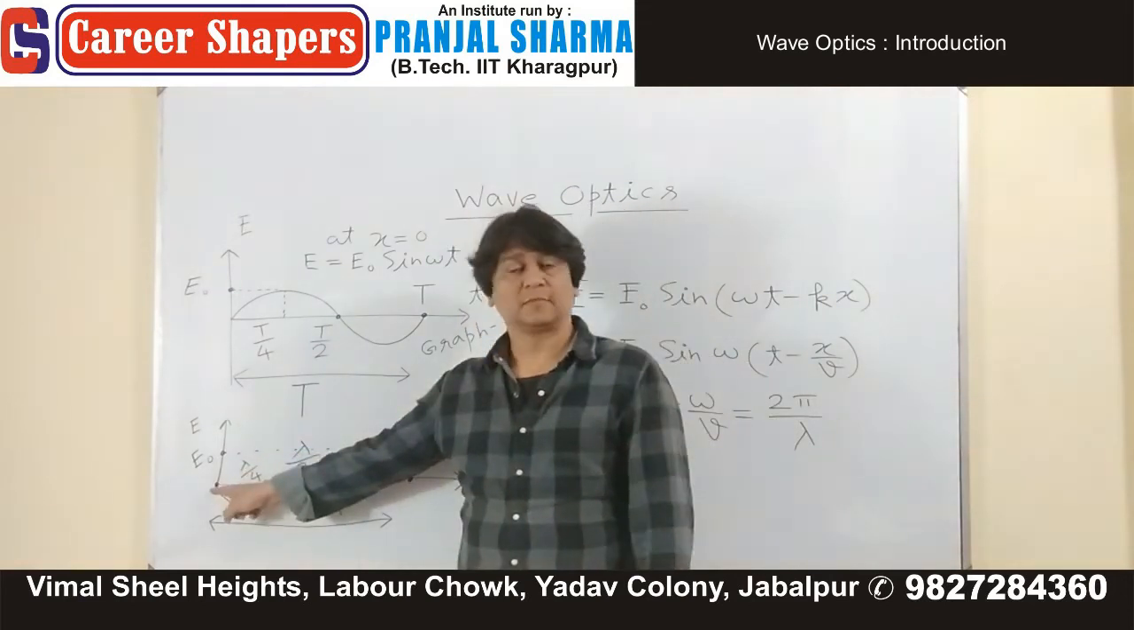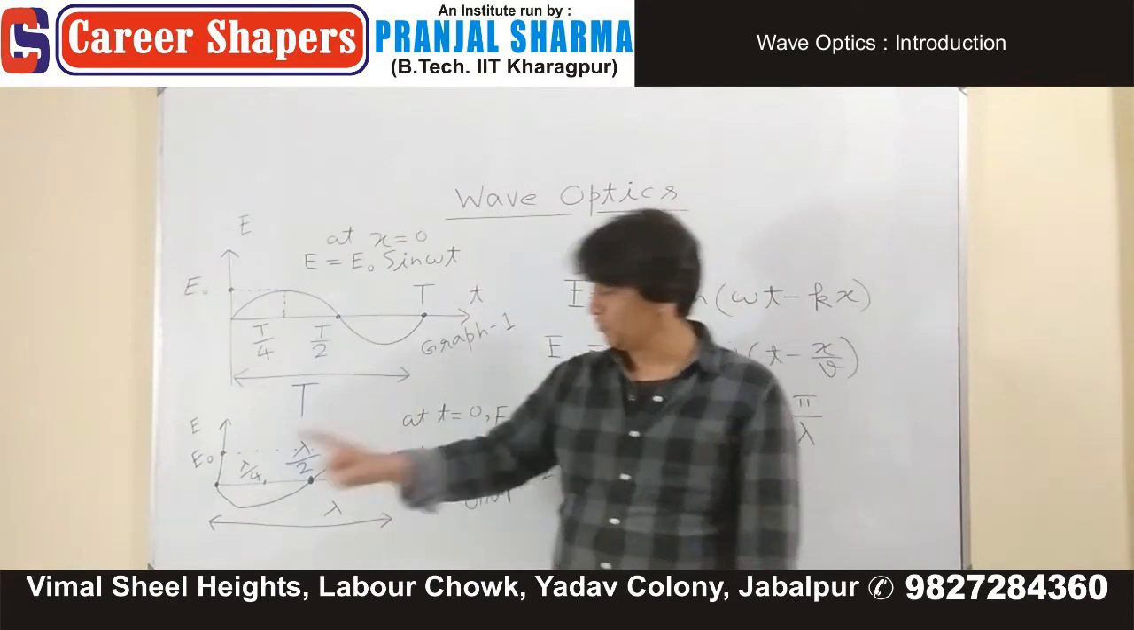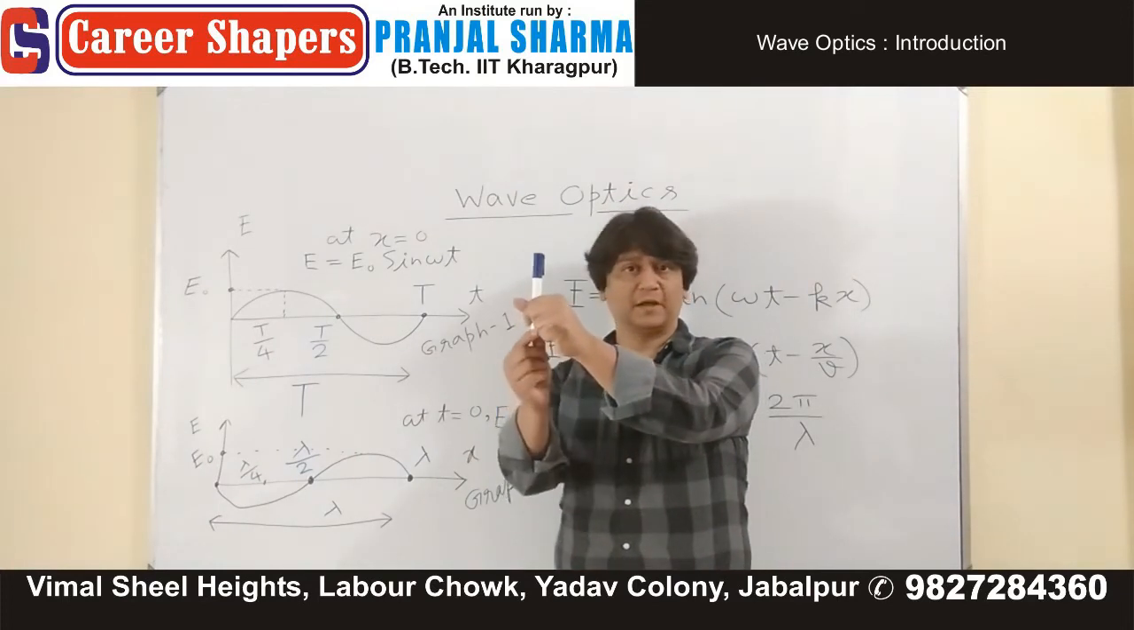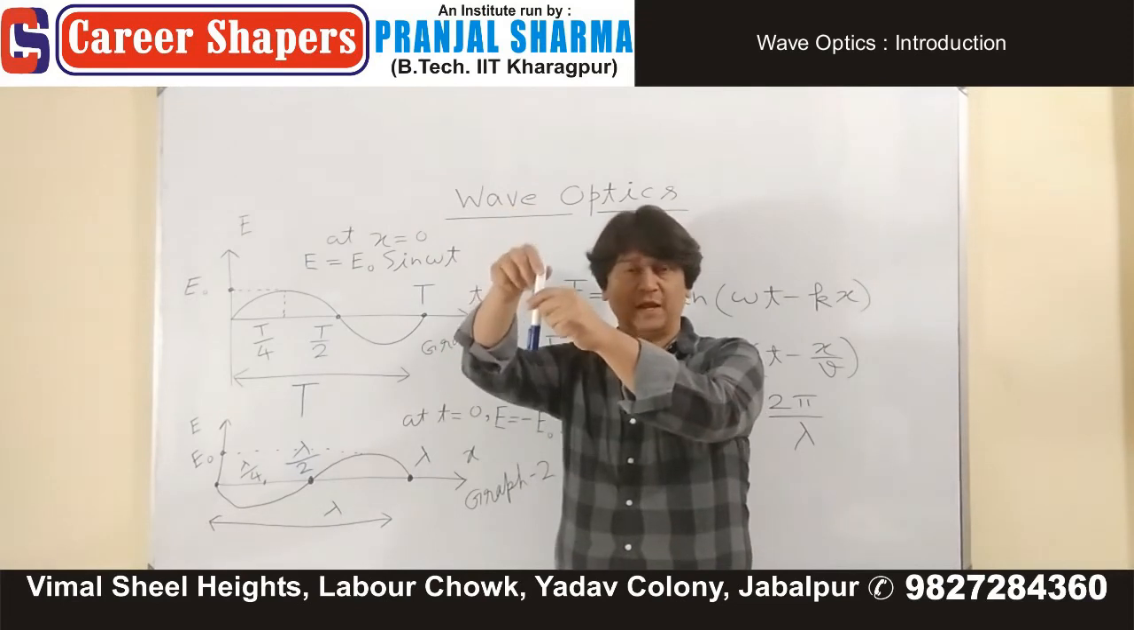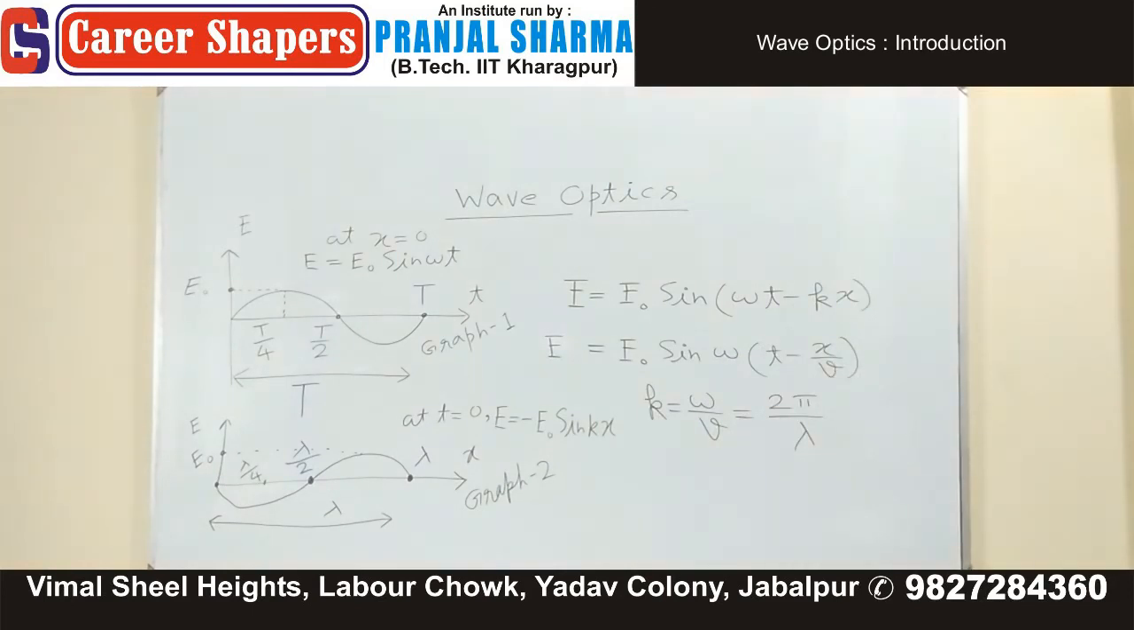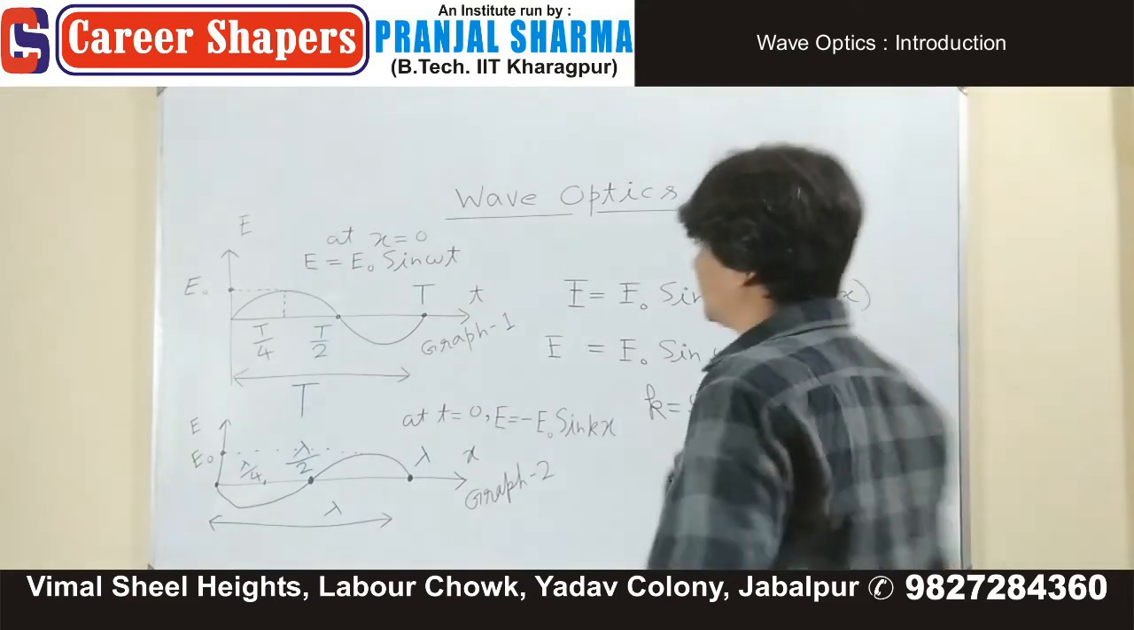What do you think? Answer this. At this place, at t equals 0, you found that field is 0. Just after t equals 0, what do you expect? Electric field to rise up in the positive direction, or will it be in the negative direction? Answer this in the comment box. If you think positive, then write down positive. If you think negative, then write down negative. Only one answer is correct.